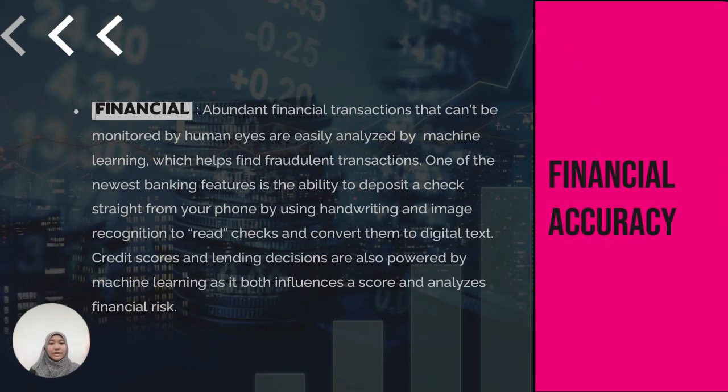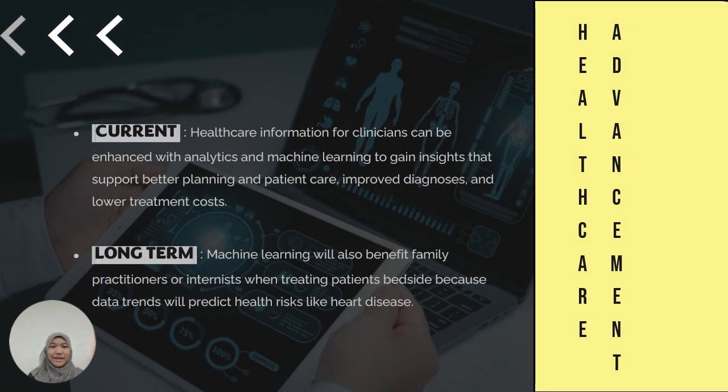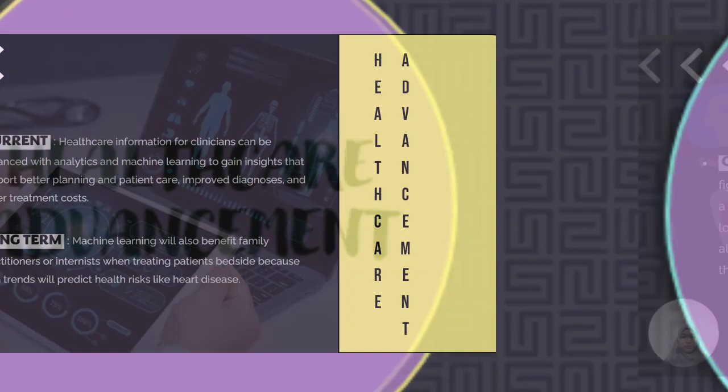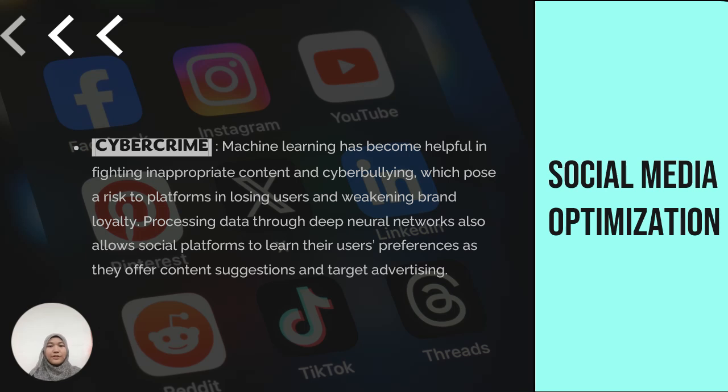For financial accuracy, machine learning helps to analyze transactions that can't be monitored by humans' eyes. So next, for healthcare advancement, machine learning will also benefit family practitioners because data trends will predict health risks like heart diseases. For social media optimization, commonly used in cybercrime, machine learning is helpful in fighting inappropriate content and also cyberbullying.